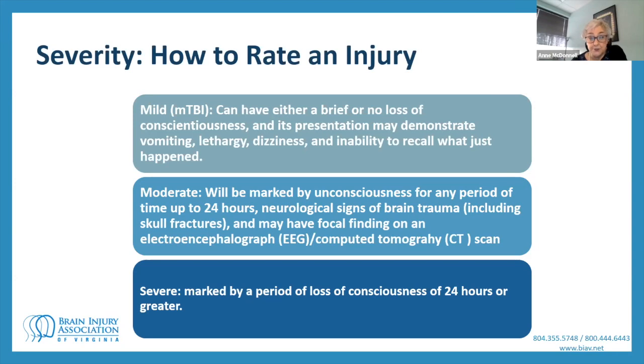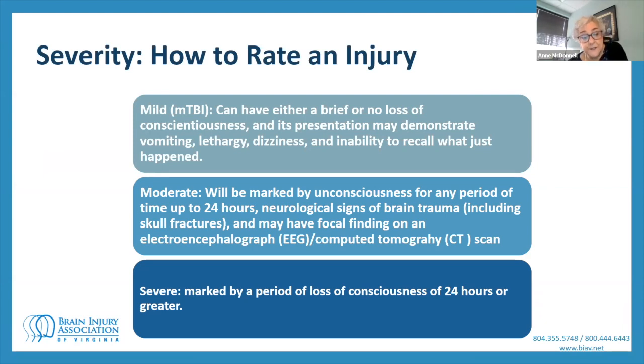Someone who has a moderate brain injury is going to have a period of unconsciousness for some period of time, up to 24 hours. There will be neurological signs of trauma, and they may have some findings on an EEG or a CT scan. You'll notice that I don't say that about mild TBI. Most of the time, a CT scan, when someone has had a mild brain injury, will be negative, which is a huge disservice to the individuals that we treat. When they hear negative, when the insurance company sees negative, they don't understand that a brain injury can cause lifelong issues. They think something else is wrong.